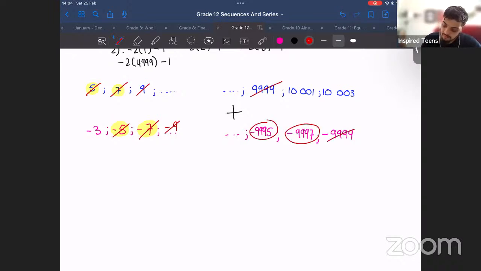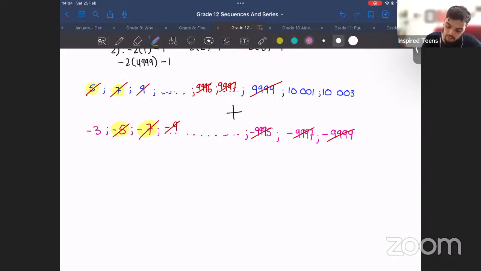Obviously, this is less. Before 9,999, there's going to be 9,997 and 9,995, and those are also going to cancel. So it actually carries on. All of them in between are going to cancel with all of these in between, and we're only left with what we can see. So we're left with negative 3, 10,001, and 10,003.